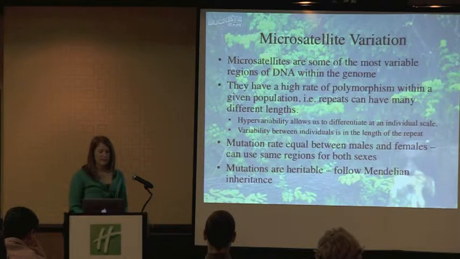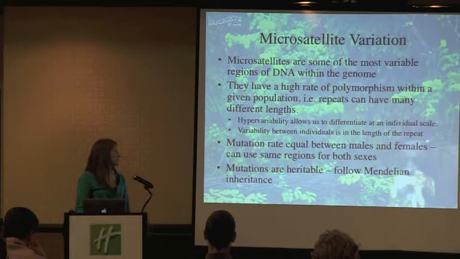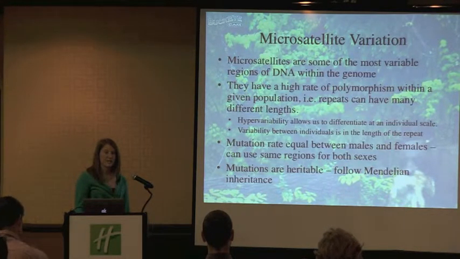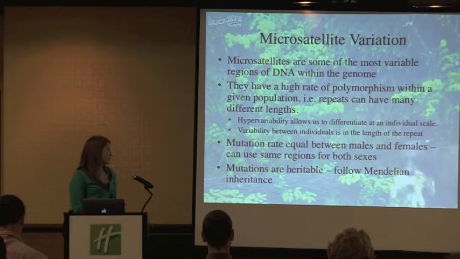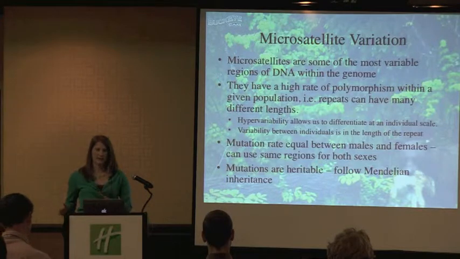So we like microsatellites because they are some of the most variable regions within the genome. They have a high rate of polymorphism within a given population. That is, the repeats can have many different lengths. This hypervariability allows us to differentiate at an individual scale. And then just to be clear, the variability between individuals is in the length of the repeat.